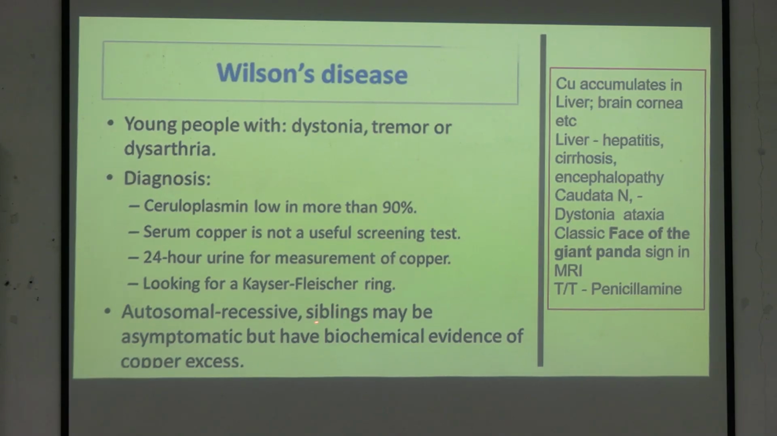It is an autosomal recessive disorder. Siblings may be asymptomatic but have biochemical evidence of copper excess. In autosomal dominant disease, the offspring will always be affected, but in autosomal recessive, the next generation may not be affected. Anyway, this is how Wilson's disease occurs. So it will come in your exam if you get a case of jaundice, questions on Wilson's disease may come.